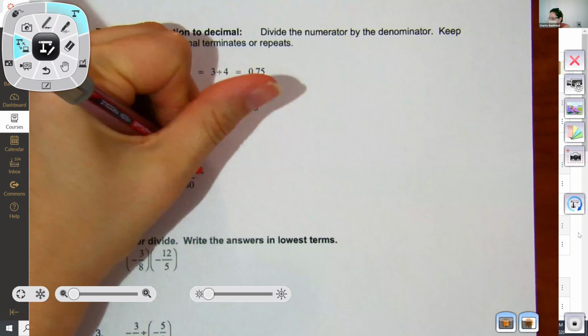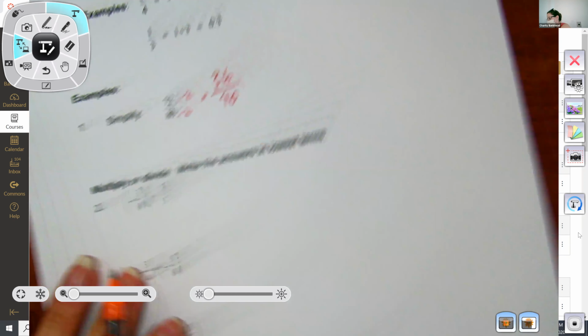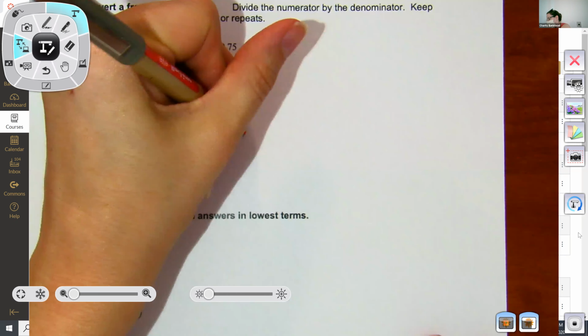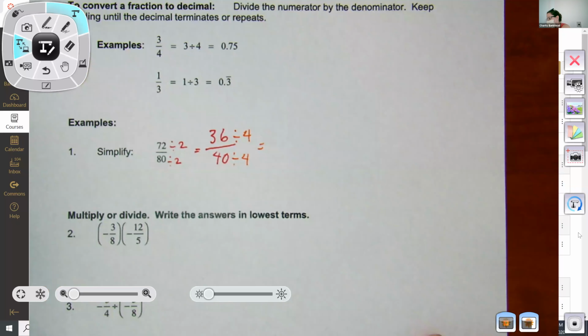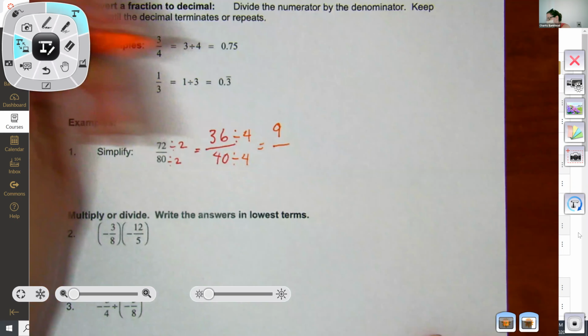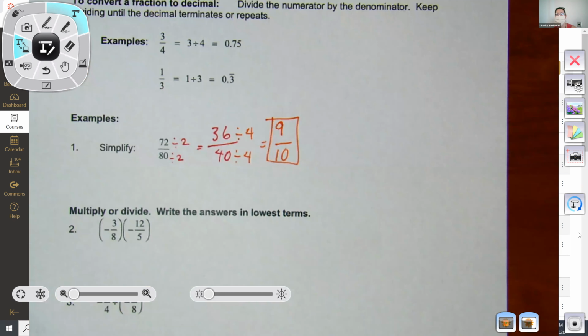So if I do that, that's going to give me 36 over 40. Looking at that, I can see that I could definitely reduce that again. I could reduce that by 2, but at this point, it's kind of obvious to me that I could also reduce that by 4. So I'm going to divide both of those by 4. So 36 divided by 4 is 9, and 40 divided by 4 is 10. So 9 over 10, and those don't have any common factors. So now it's reduced. It's simplified.